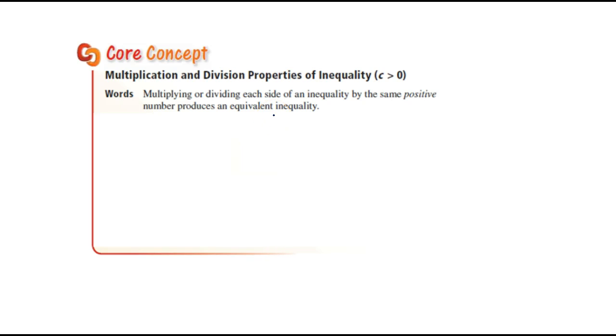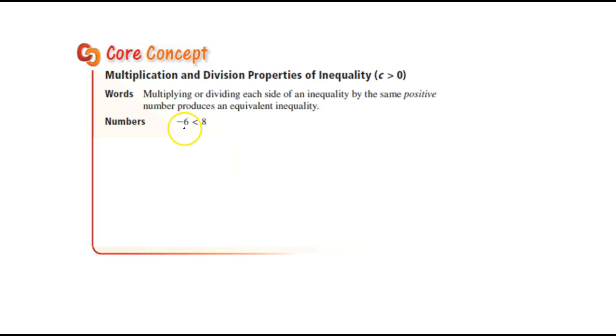The multiplication and division properties of inequality. There's one for each, the multiplication property of inequality and the division property of inequality, but they basically say that you can multiply both sides of an inequality by the same number, and you can divide both sides of an inequality by the same number, and you get an equivalent inequality as long as you're multiplying or dividing by a positive number. So let's try this.